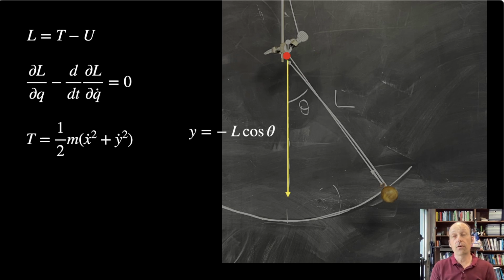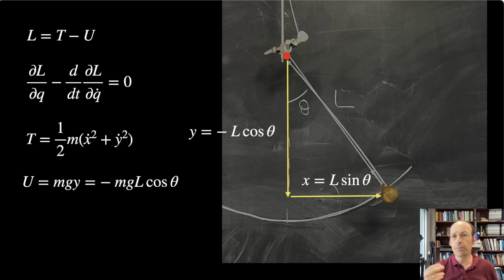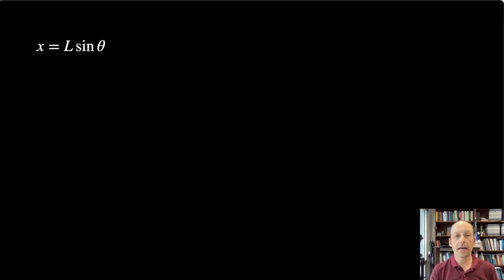So let's say the origin's at the pivot point, so my y value is going to be negative L cosine theta, my x value is going to be L sine theta, and with that I can go ahead and write the potential. That one's easy, right? It's just mgy with respect to the origin, but y is negative L cosine theta. So I have the potential in terms of theta, so that's good. Now, there's my y equals 0. But now I want to get that kinetic energy. That's my goal.